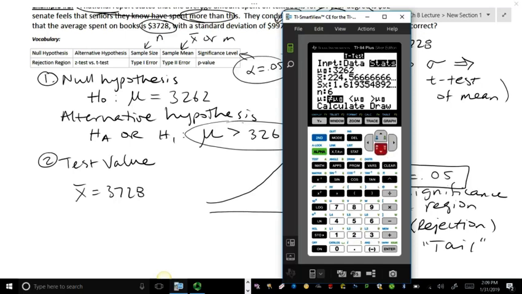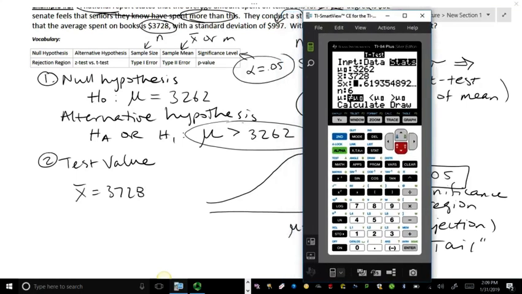As I continue to arrow down, it's asking me for the sample mean. The sample mean was 3728. The sample standard deviation was 997. N is equal to 50.